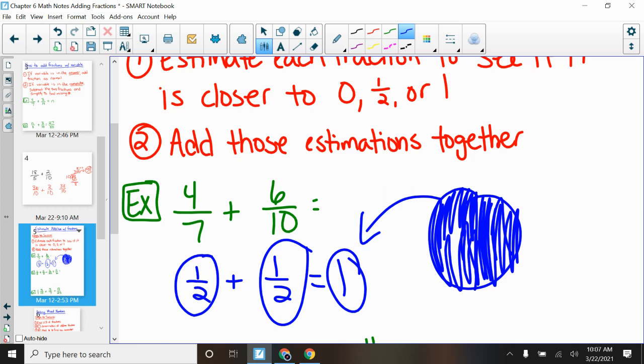Maybe if food doesn't make it seem more clear, think of it as money. Okay? $1. What's half of a dollar? 50 cents. 50 cents.